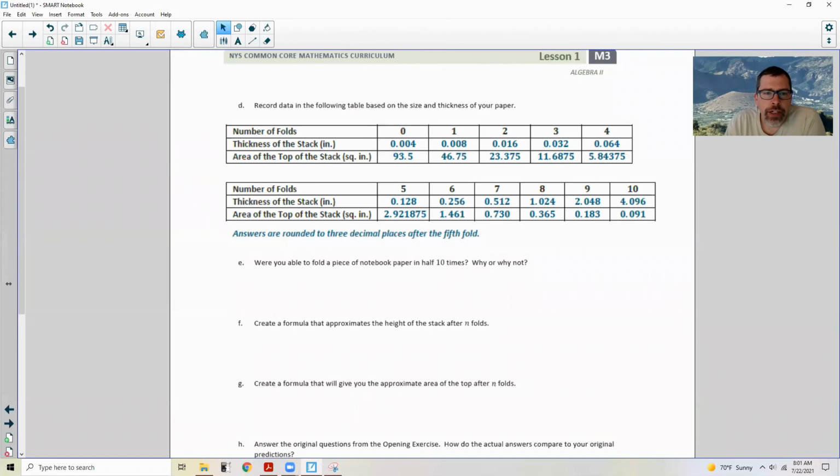Okay, so here's what D could look like. If we didn't fold it and we took that 2 inches divided by 500, with no folds, the thickness of the paper was 0.004 inches. Fold it once, the thickness is going to double to 0.008. Fold it again, that's going to double again to 0.016. 0.032, 0.064, 0.128, 0.256, 512, 1024, 2048, 4096.